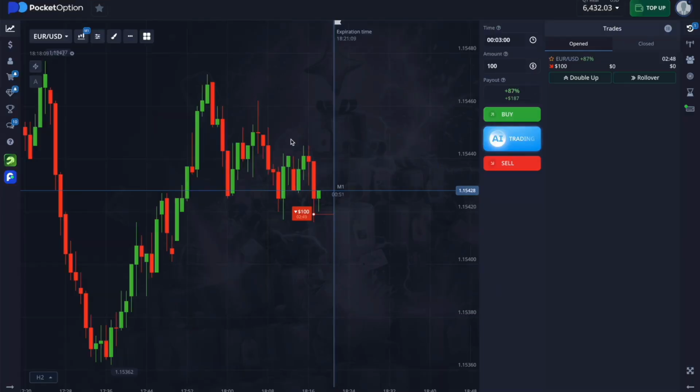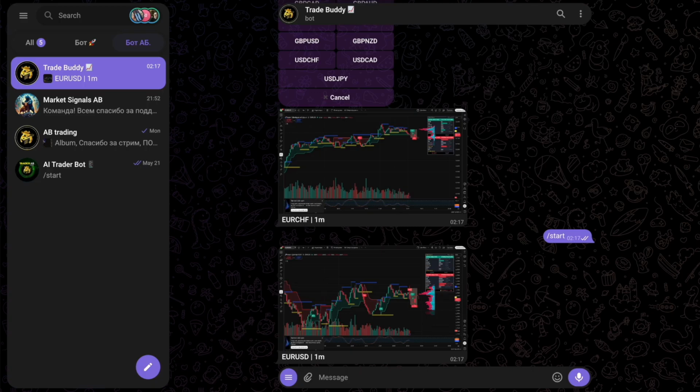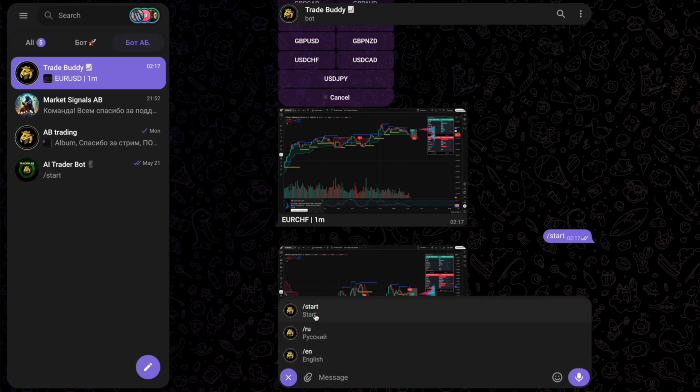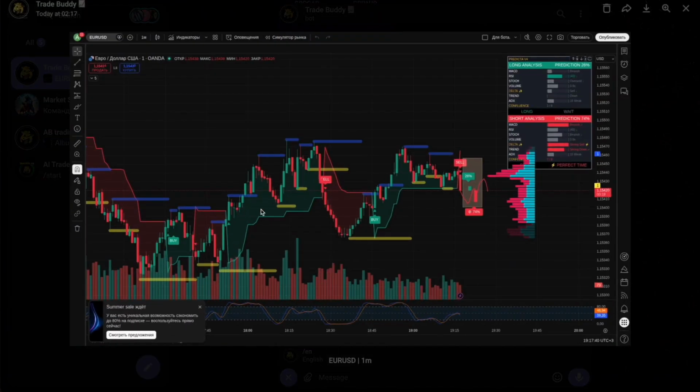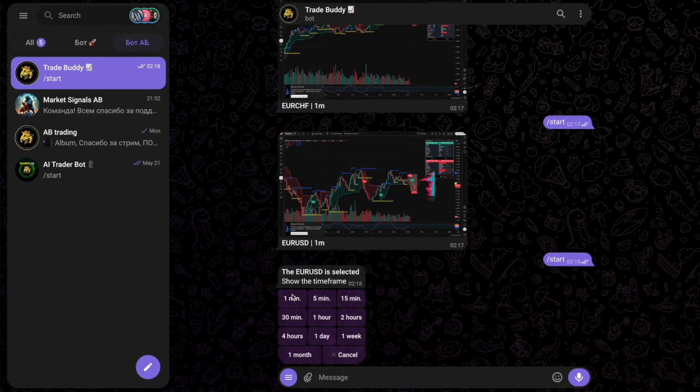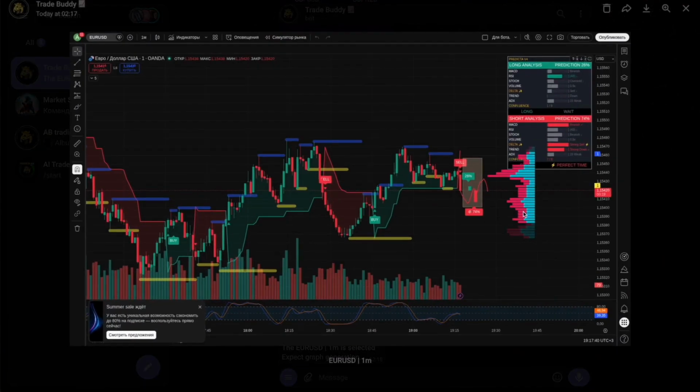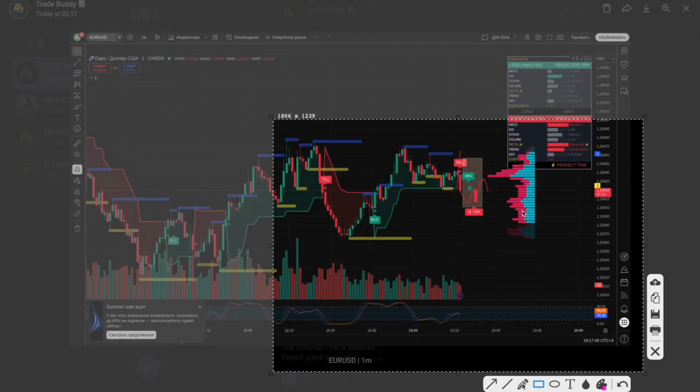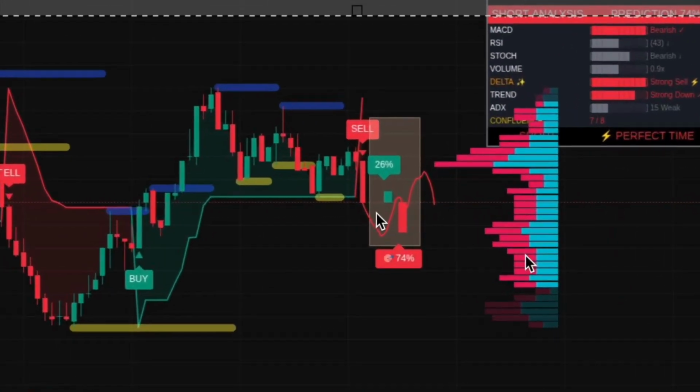After that, I take a look myself, then switch over to our Telegram bot, click start, and select the currency pair. Let me show you like this. I select the currency pair, Euro/US dollar, and set the time frame to 1 minute. And then the bot gives us this kind of chart. From this chart, I can see which direction the bot is predicting.